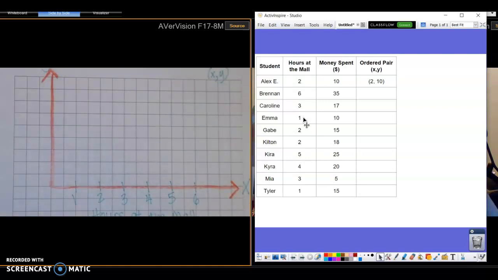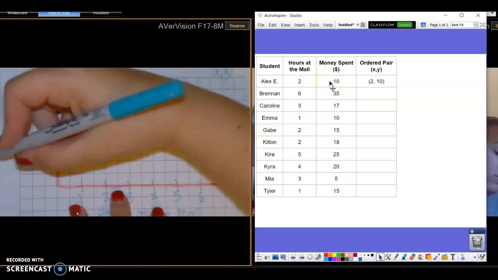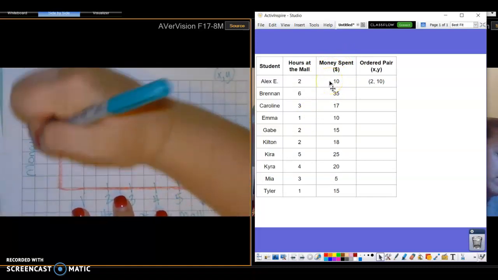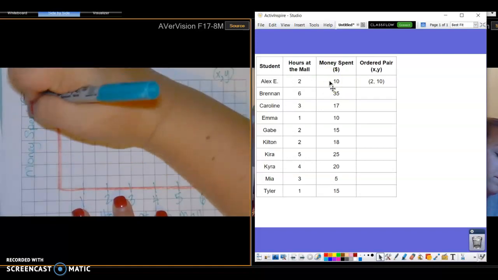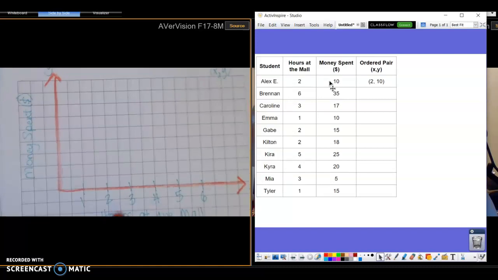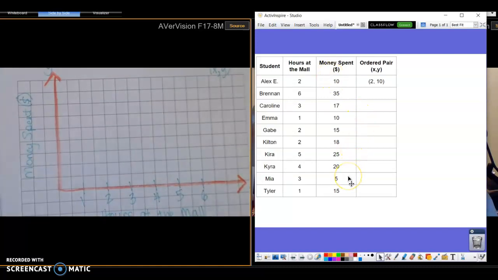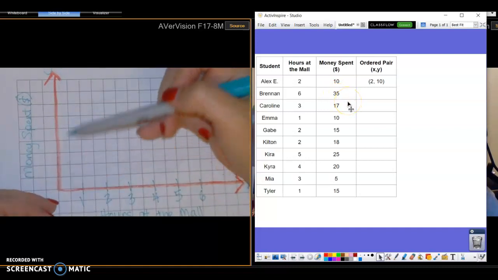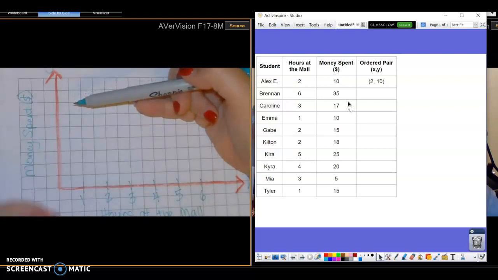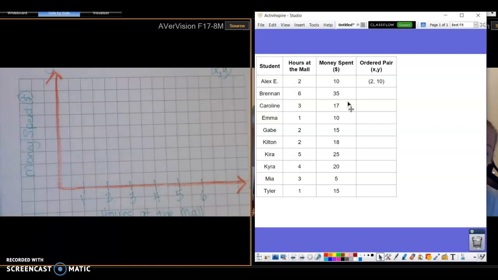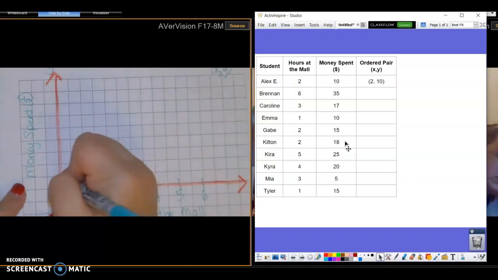Then for my y-axis, I'm going to label it money spent, in dollars. Again, if you notice the range, the minimum amount that we have spent is $5, and the maximum amount is $35. I don't have a huge amount of space, and if you were to count through here, we definitely don't have 35 lines to create a graph using these numbers. So what I'm going to do is count by 5s. My intervals are going to be 5.